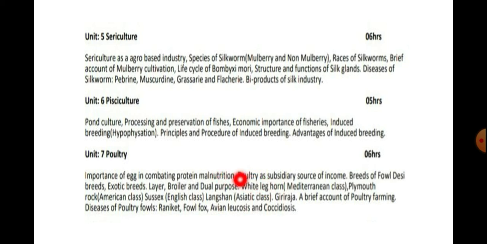And then White Leghorn, you'll study the different races. White Leghorn, which is called Mediterranean class, and then Plymouth Rock, which is American class, and Sussex, English class, Langshan, Asiatic breed, and then Giriraja. These are the different breeds. Then here you can also study a brief account of poultry farming. How will you go for poultry farming? What are the different procedures and what are the different techniques?